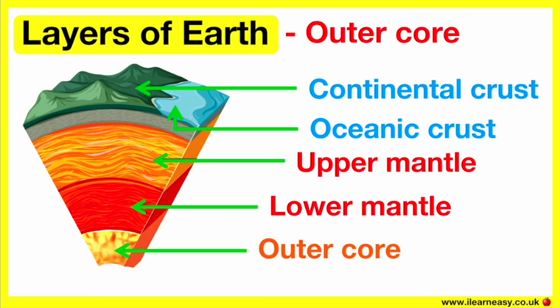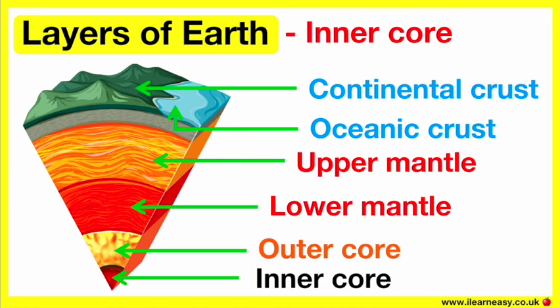The outer core. The outer core is the layer which surrounds the inner core. It's about 2,200 kilometers thick. The outer core is made up of very hot liquid iron and nickel. These are both metals. This layer is also extremely hot.